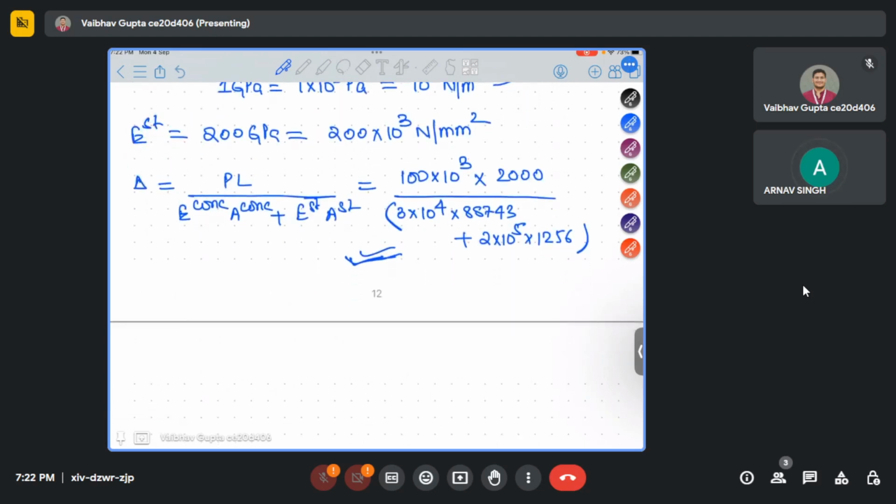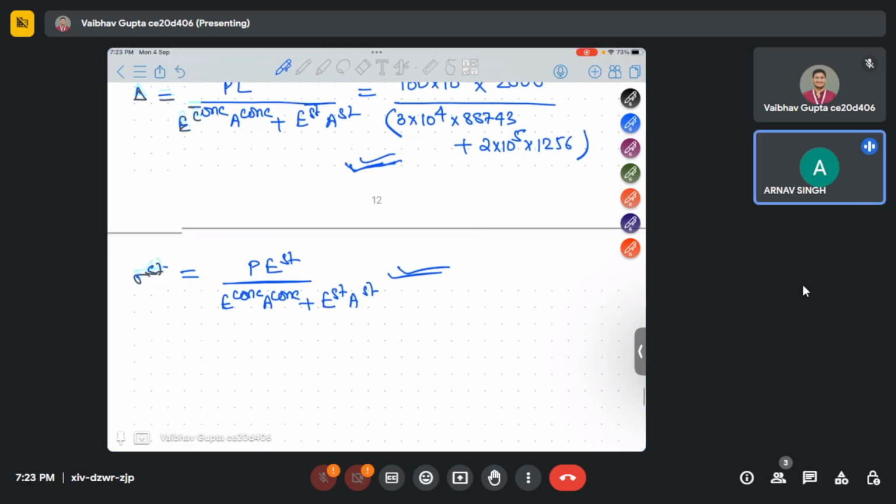Now sigma of steel will be nothing but P E of steel upon E concrete A concrete plus E steel A steel. Put the values of all these things and find sigma steel. Can you find? Yes, sir.